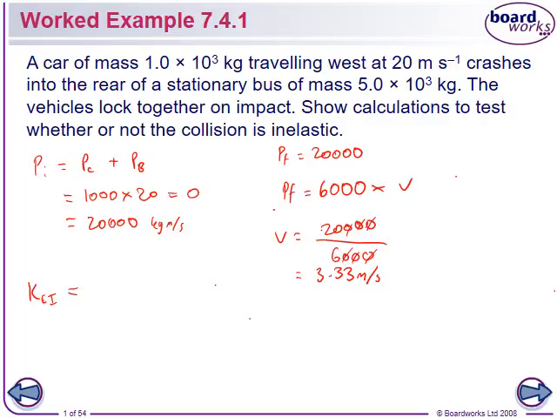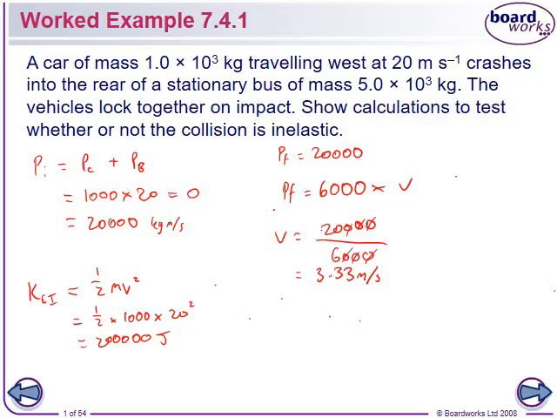Okay. So our kinetic energy is 1/2 mv squared. Now, our kinetic energy of the bus before the collision is 0. We don't have to count that. Our kinetic energy of the car is 1/2 times mv squared. So 1/2 times the mass of the car, 1,000, times our velocity, 20 squared. So that will be 200,000. So our initial kinetic energy is 200,000 joules.